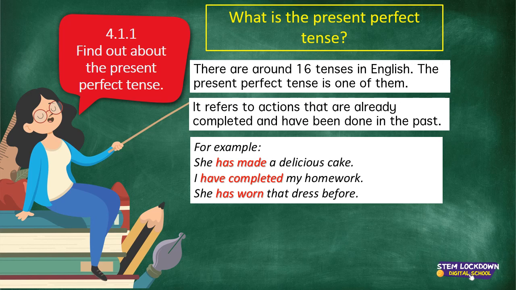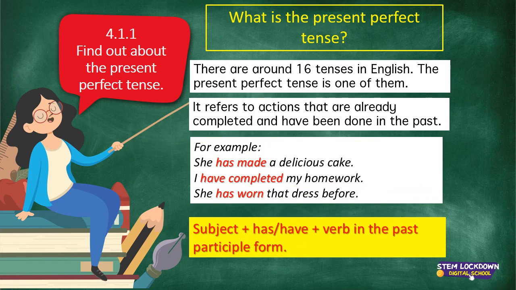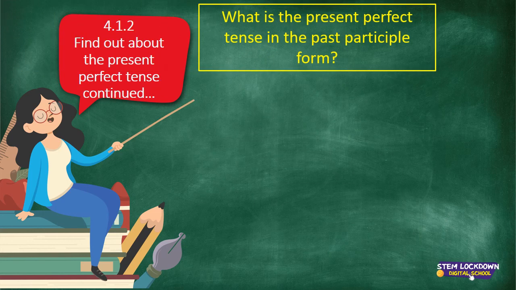Do you notice which words keep appearing? Has and have. So here's the rule. You have the subject of the sentence plus has or have plus the verb in the past participle form, which I will explain now. Let me explain what is meant by the past participle form.